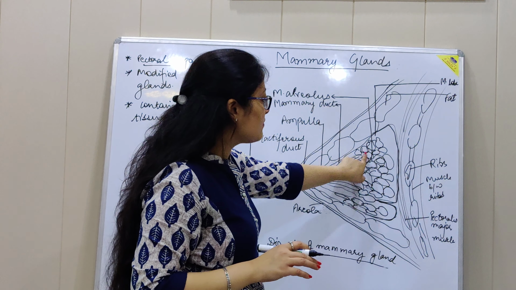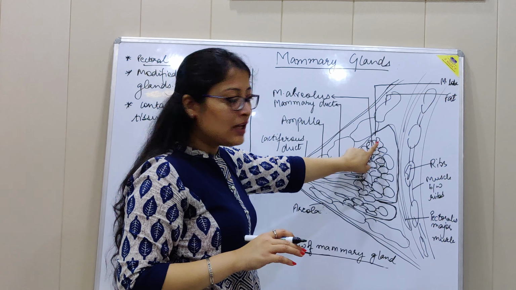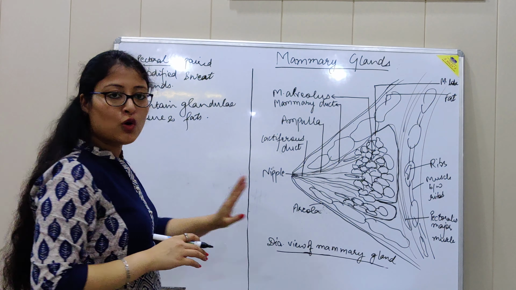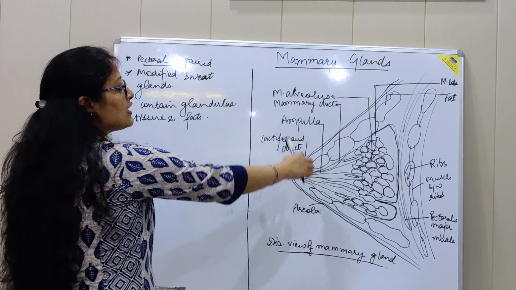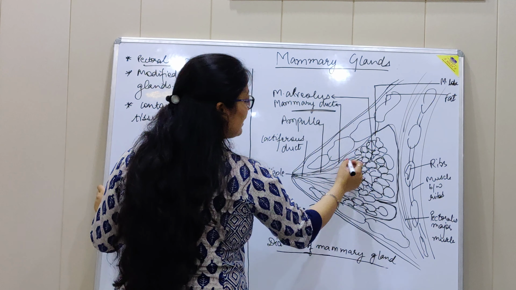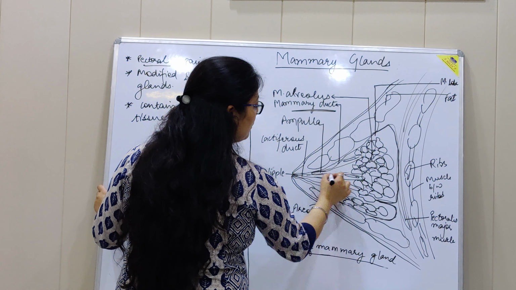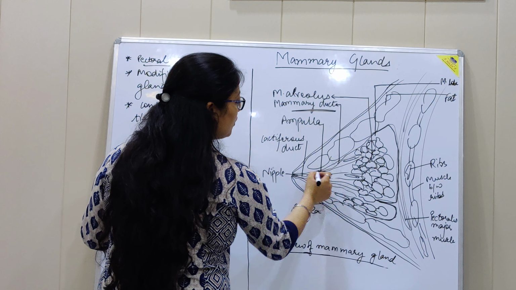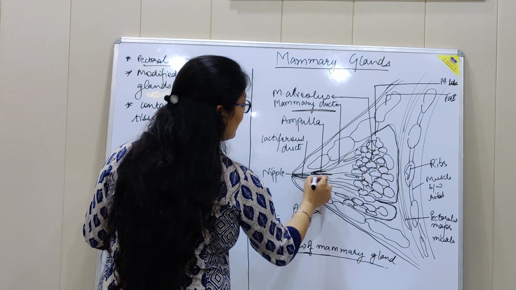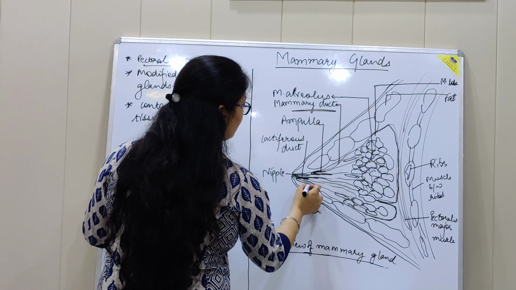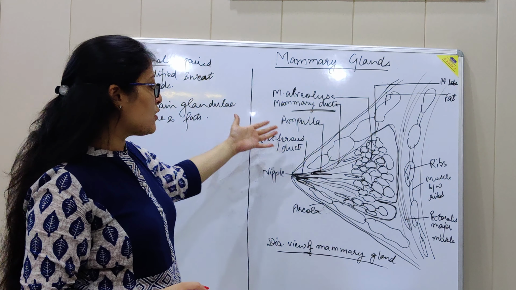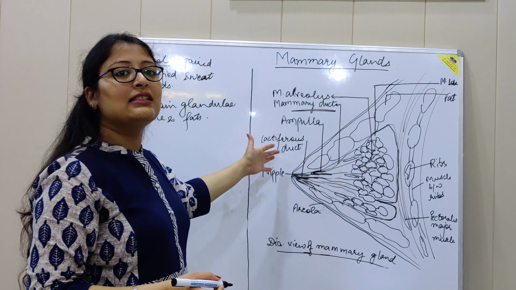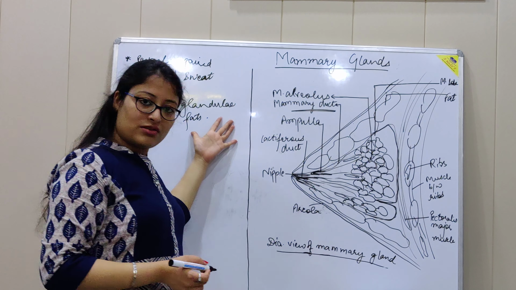These structures, the lumen of the alveoli. The lumen of the alveoli further opens into mammary tubules. Mammary tubules join the mammary duct. The mammary duct further opens into the ampulla. The ampulla further opens into lactiferous ducts. And oxytocin is responsible for ejection, and in this way mammary glands function.